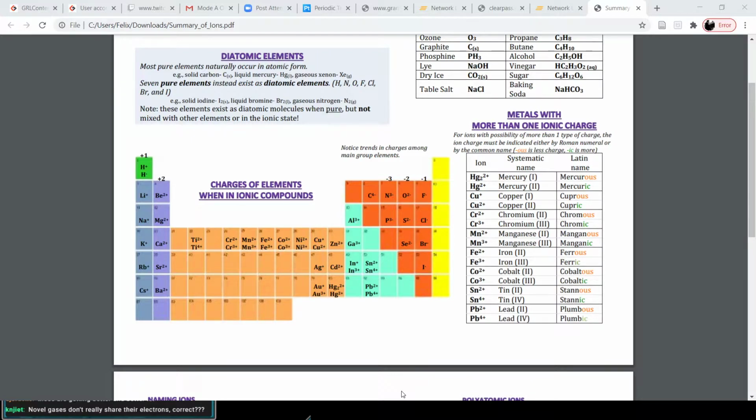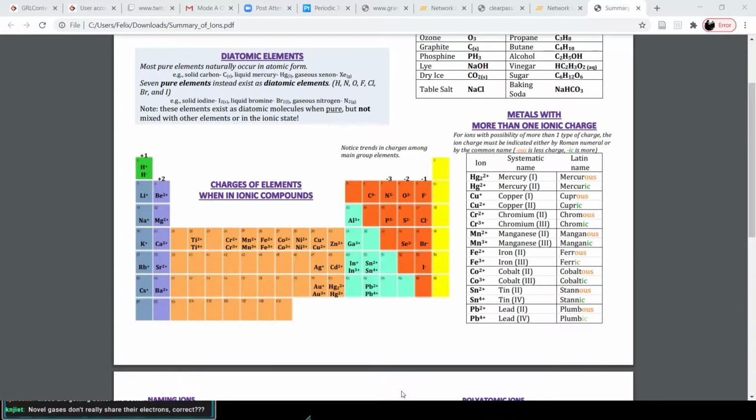So essentially what you guys need to know are the fixed charge ones. The ones that only have one charge, that means they only have one charge, so those ones will always be the same. It's the ones that have variable charges that could be different, and we'll see that those will be calculated, as we're going to see.